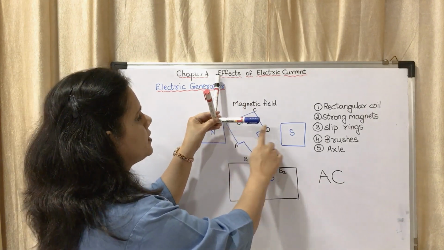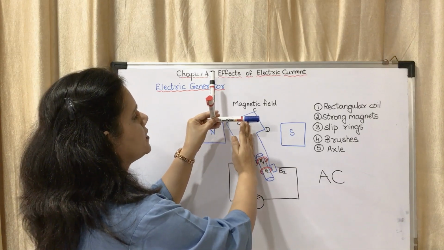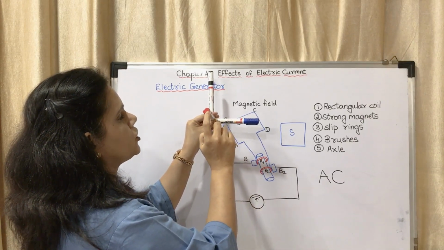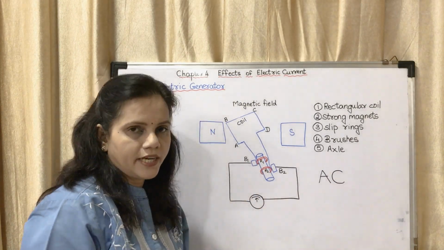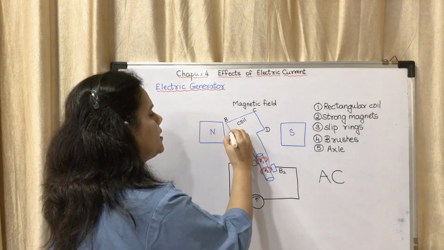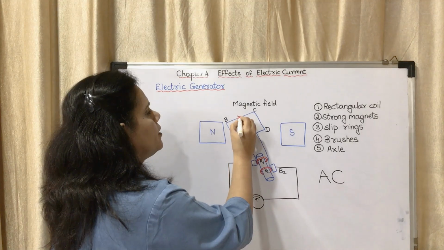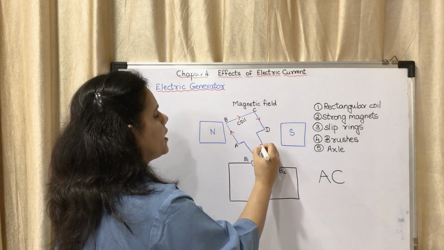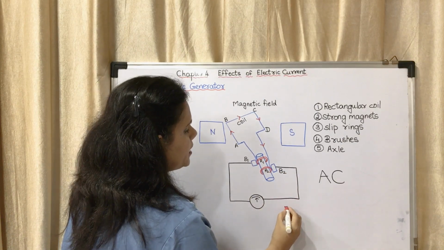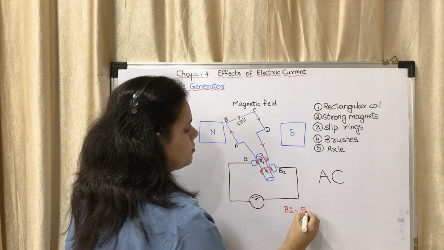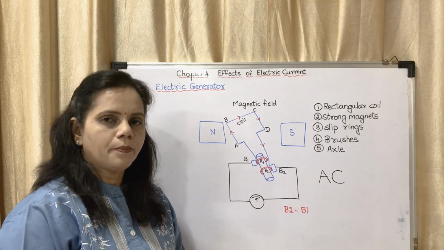That means if this is the magnetic field, and this is coming up like this, then what will be the direction of current? The direction of current will be in the upward direction. Upward direction means it will be in this direction. That means it will move from A to B, B to C, C to D, come downwards, and it will move from B2 to B1. That means in the first cycle it will move from B2 to B1.